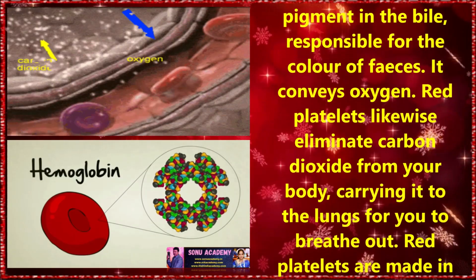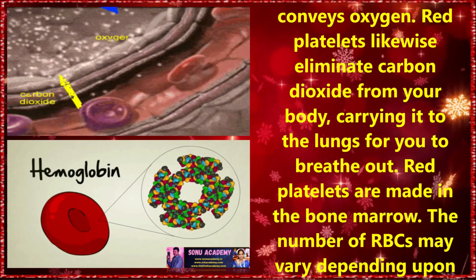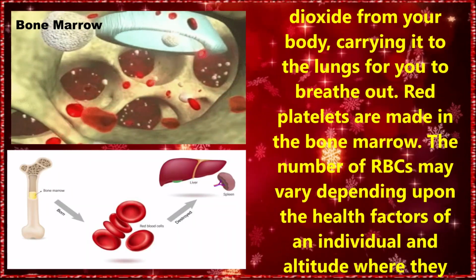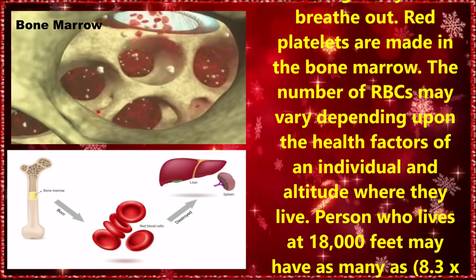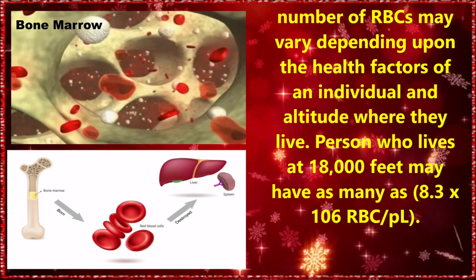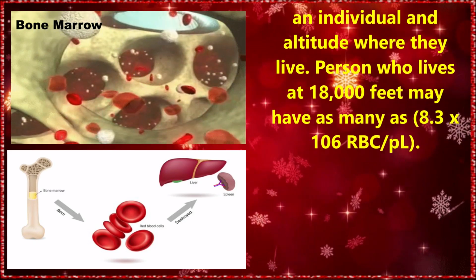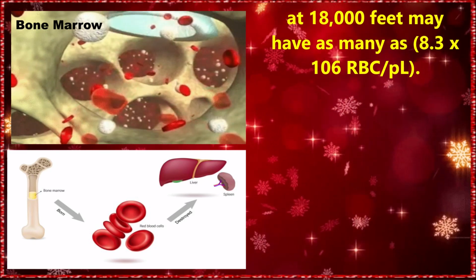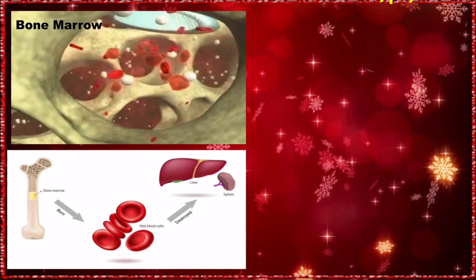It conveys oxygen. Red blood cells likewise eliminate carbon dioxide from our body, carrying it to the lungs to be breathed out. Already we discussed that red blood cells are made in the bone marrow. The number of RBC may vary depending upon the health factors of an individual and the altitude where they live. A person who lives at 18,000 feet may have as many as 8.3 × 10^6 RBC per liter.